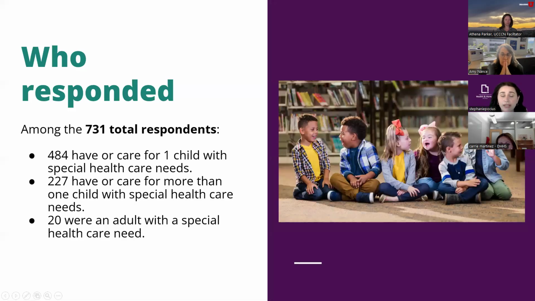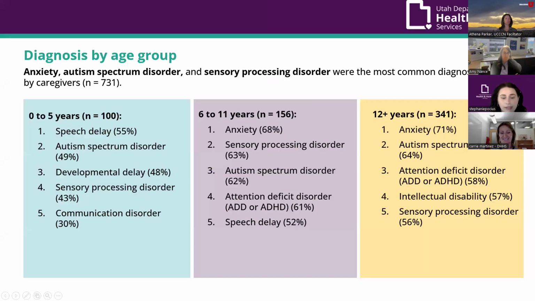We had a total of 731 respondents to the caregiver survey, capturing responses from caregivers with 1 or more children or youth with special healthcare needs, and we also received 20 responses from adults with a special healthcare need. Anxiety, autism spectrum disorder, and sensory processing disorder were the most common diagnoses. We found that children under the age of 5 reported developmental delays more frequently, and behavioral and emotional diagnoses were more common among children above the age of 6.